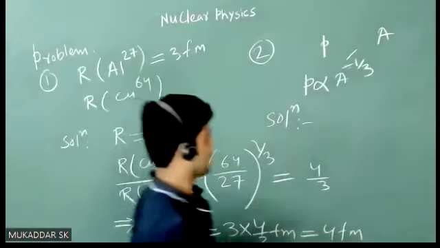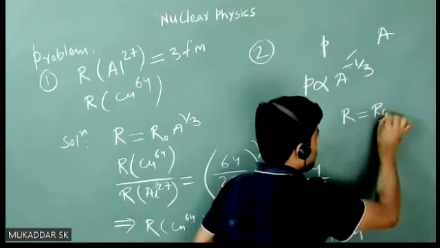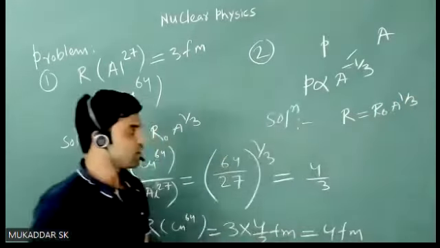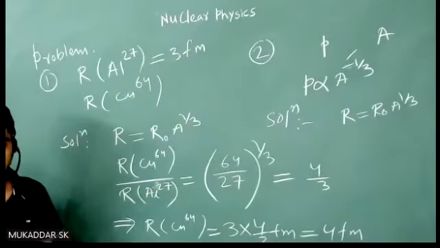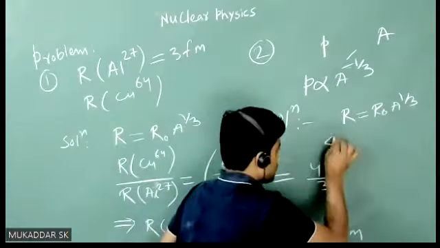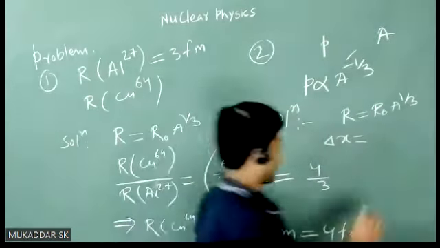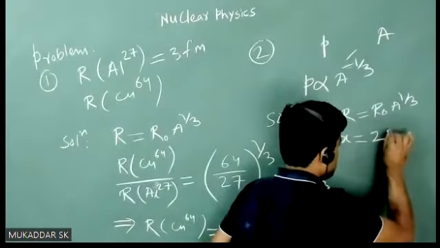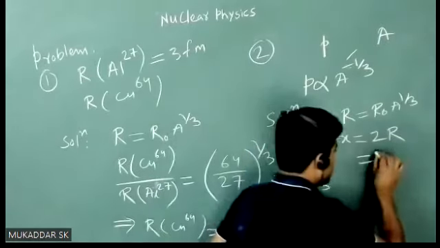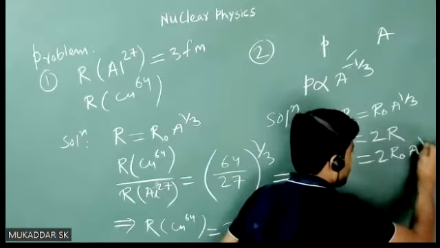We know that radius, so radius will be how much? R naught A to the power 1/3. So the uncertainty in the position of a nucleon inside the nucleus, delta x, will be how much? That will be 2 times R. Exactly. It will be 2 times R. So now if we substitute this R, it will be 2 times R naught A to the power 1/3.